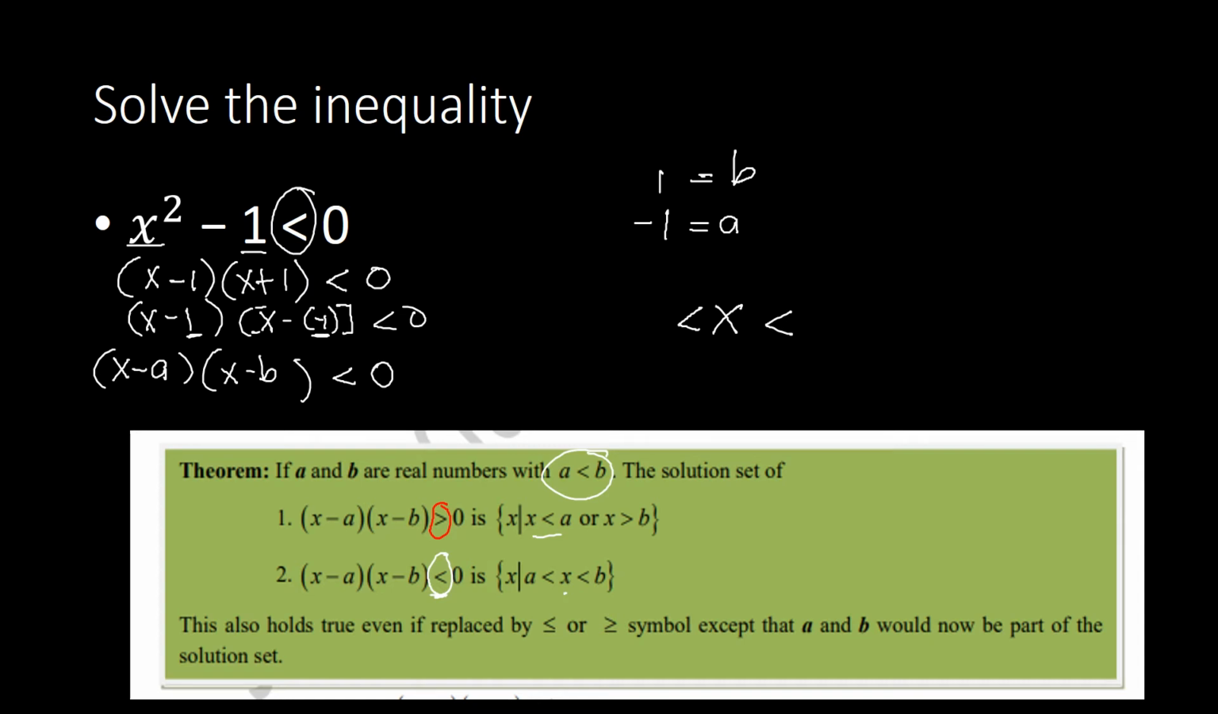Again, on the left side of your x will be a. So our a is negative 1 and our b is positive 1. So this will now be our solution: the set of x such that x is greater than negative 1 but less than 1. So this is now our solution. Now let's practice more.